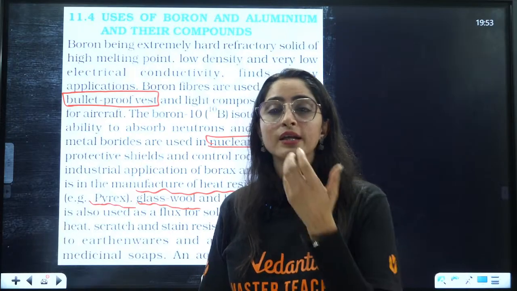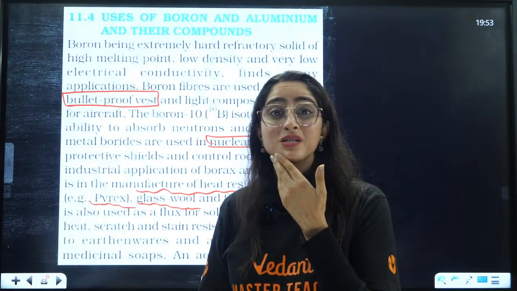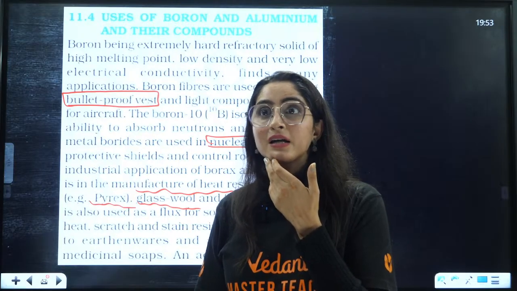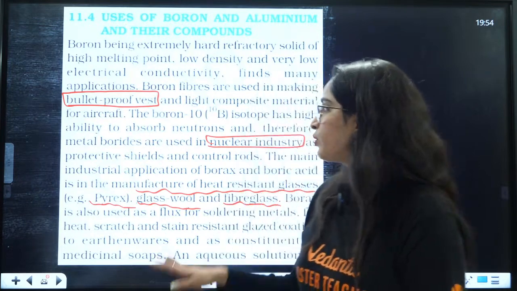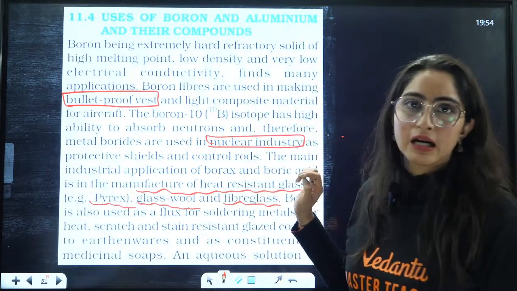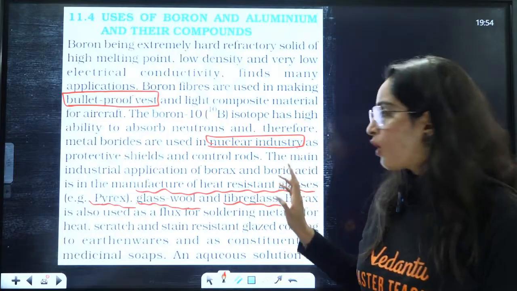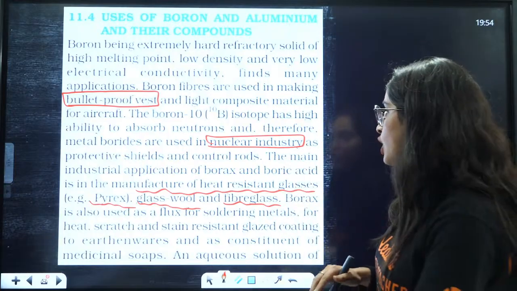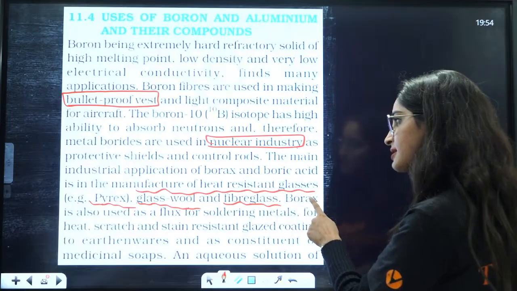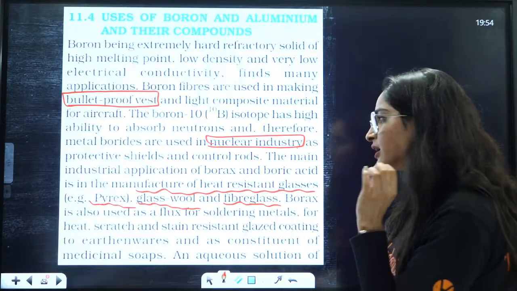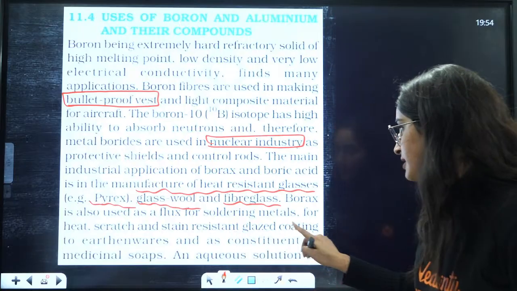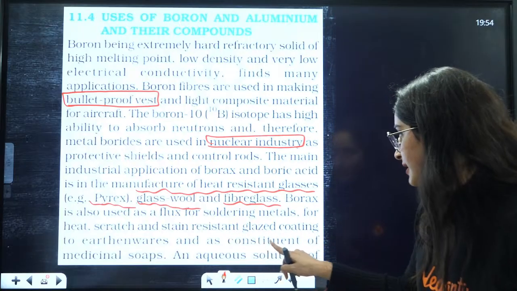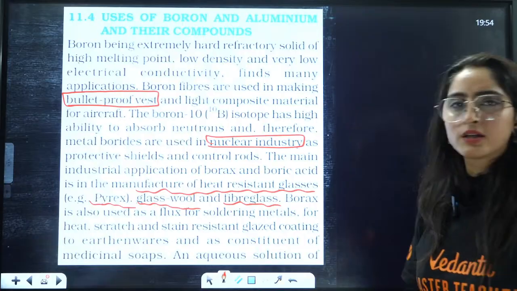So when you say, is your house earthed or not, that means, what if your house is not earthed? Then even if you touch this board, I will feel current, right? So basically that is how earthed things are used. So it is heat resistant glasses and also electrical resistant things, right? Stain resistant glazed coating on earthenwares and as a constituent of medicinal soap.